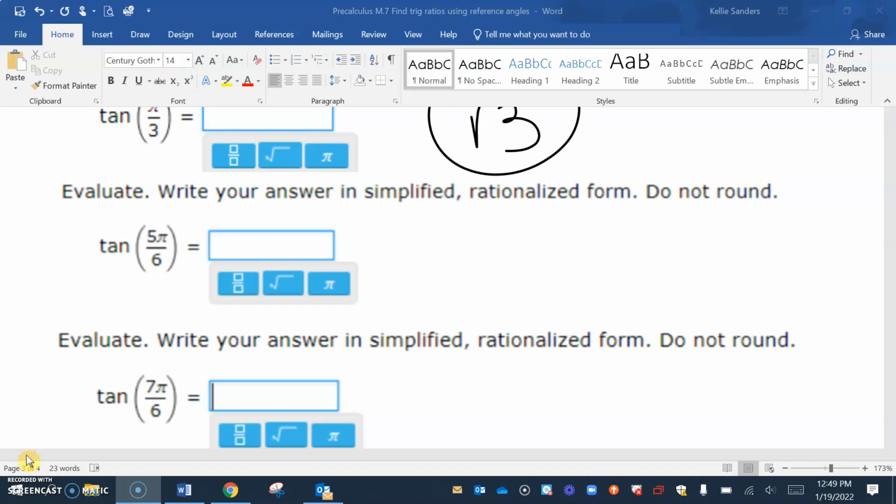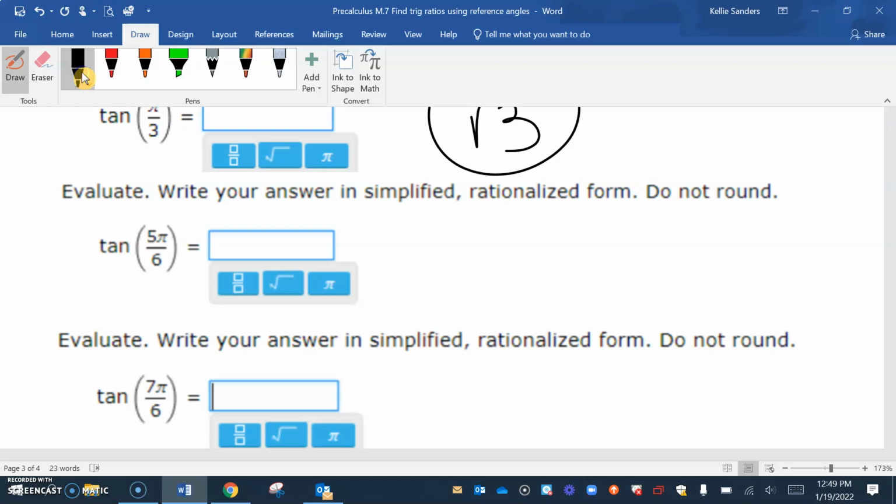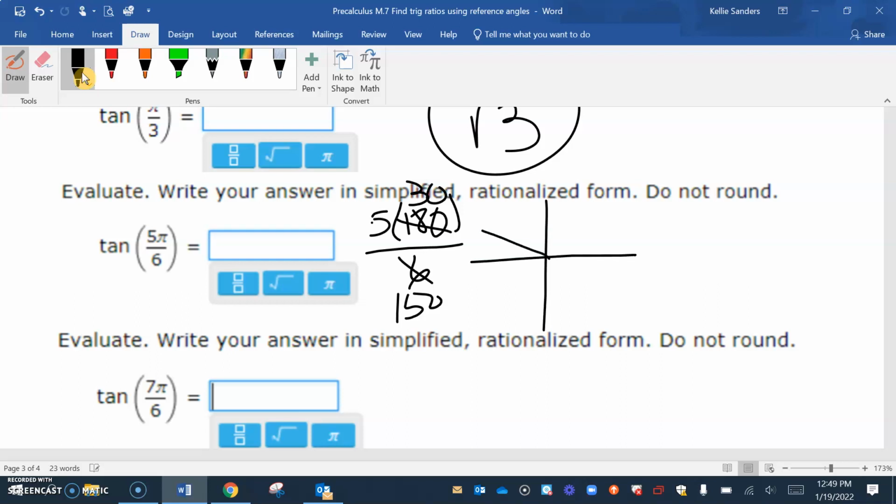Tangent 5 pi over 6. So let's change the 5 pi over 6 to degrees. 6 goes into 180 30 times, so that's going to be 150. 150 is right here, which makes 30 degrees.